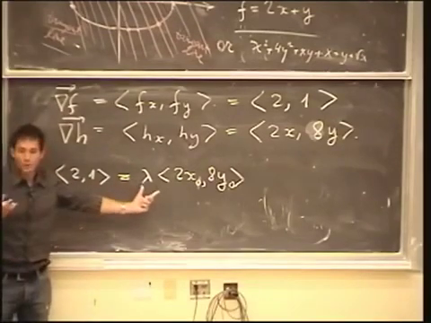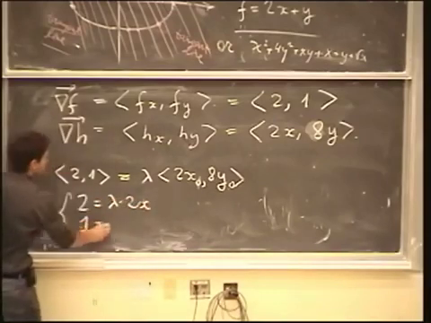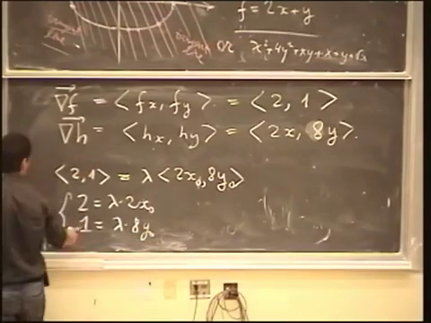But this is not just one equation. This is a system of two equations because you have two components of these vectors. So there are two equations. 2 equals lambda times 2x0, and 1 equals lambda times 8y0. Right?